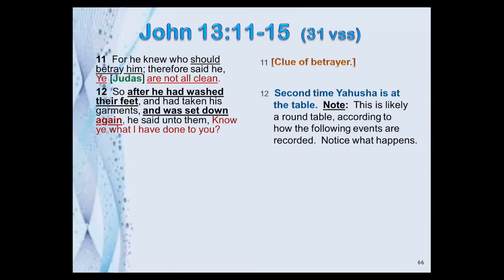I need you to notice verse 12. This is the second time that Yahusha is at the table. Now, this is very likely a round table, according to how the events are all recorded. And we all understand that they would recline around a table at a supper. And when Yahusha got up, he would have gone around the table washing each of their feet while they were still at that table.